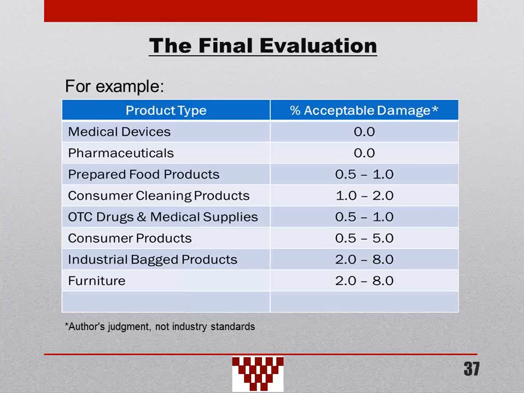Prepared food products, you can have some level of damage, and you're probably going to be more cost efficient with that damage, as long as it's not potentially dangerous to consumers. Edmund mentioned contamination of food products, and clearly that's inappropriate and unnecessary, and probably not even tolerable. However, if you're shipping household cleansing products, you can tolerate some level of damage. Over-the-counter drugs and medical supplies, a small amount might be tolerable.